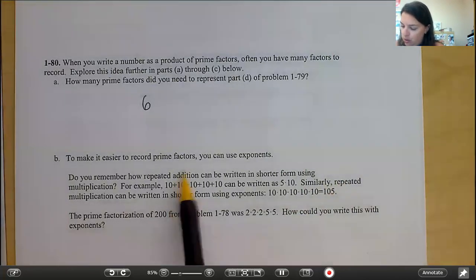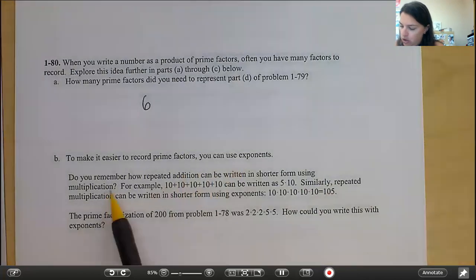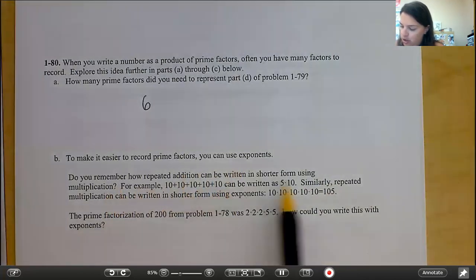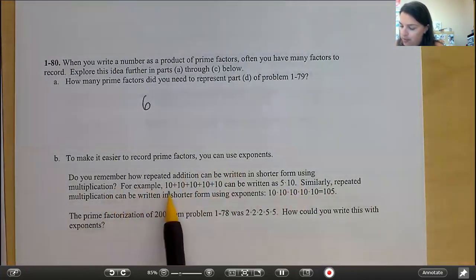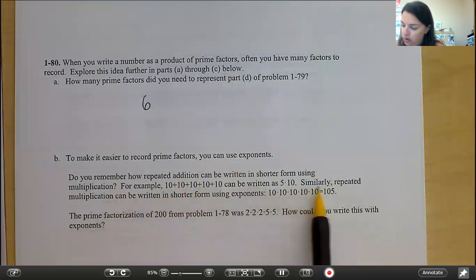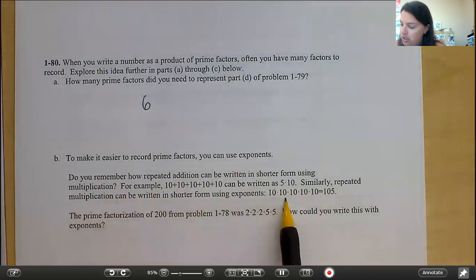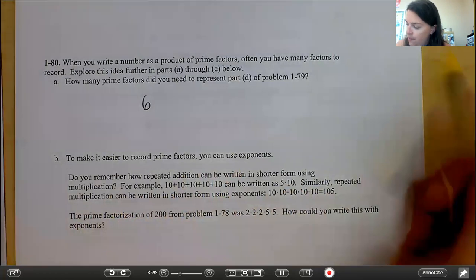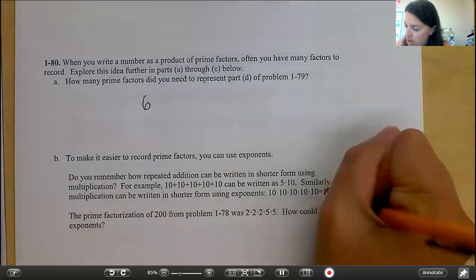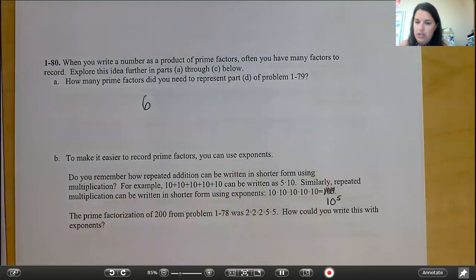To make it easier to record prime factors, you can use exponents. Do you remember how repeated addition can be written in shorter form using multiplication? For example, 10 plus 10 plus 10 plus 10 plus 10 can be written as 5 times 10. Similarly, repeated multiplication can be written in shorter form using exponents. 10 times 10 times 10 times 10 times 10 equals 10 to the 5th. Okay, that should say 10 to the 5th.